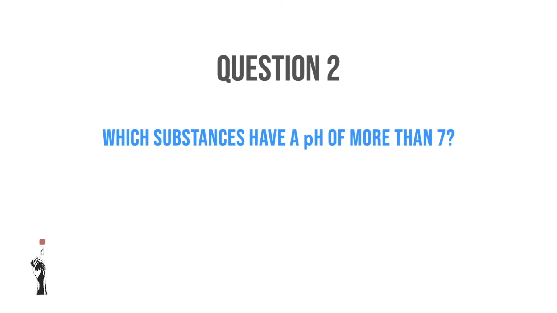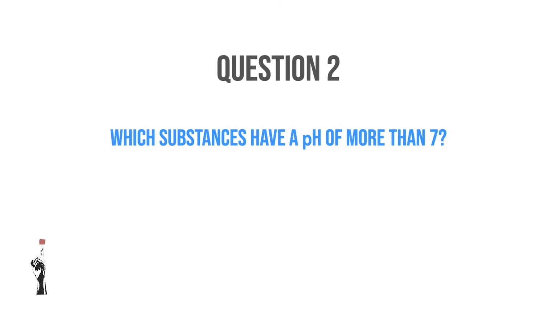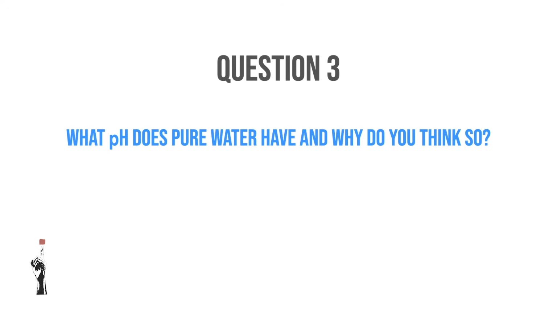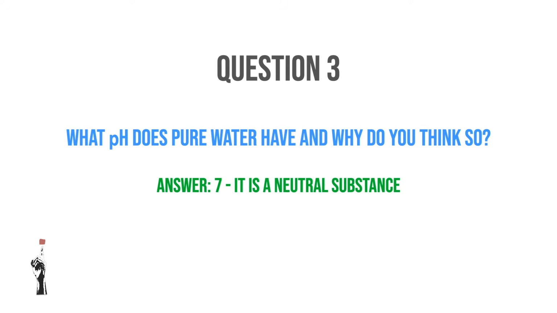So which substances have a pH of more than 7? These will be called bases. What pH does pure water have, and why do you think so? Water is a neutral substance and therefore it will have a pH of 7. By looking at the chemical formula of the following compounds, can you identify whether they are bases or acids?